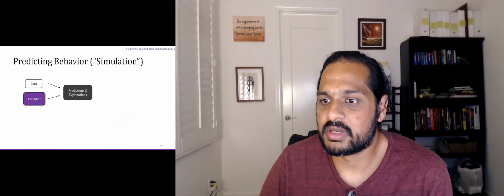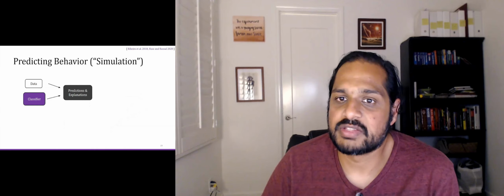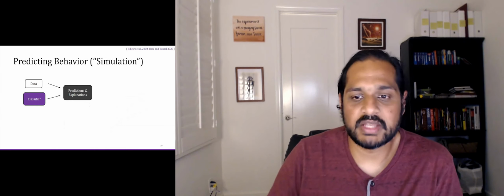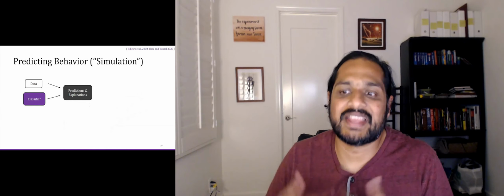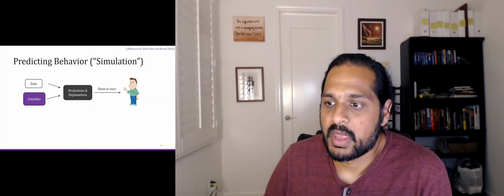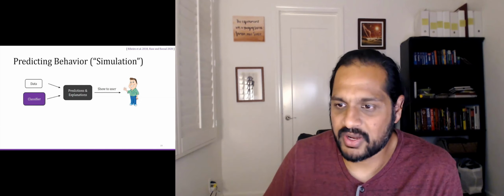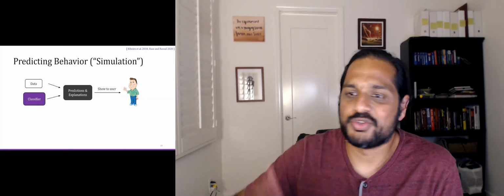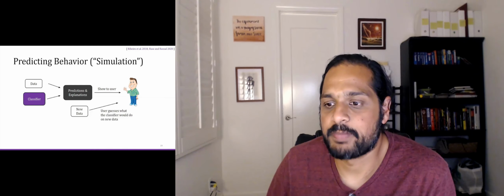Another really common way of testing whether somebody understands the behavior or not is to do something called simulation. The idea here is you have some data and your classifier that you're explaining. You get the predictions and explanations on that data, and you show this to the user. This is sometimes called the training phase, where you show it to the user and essentially get the user to understand what the classifier is doing through predictions and explanations.